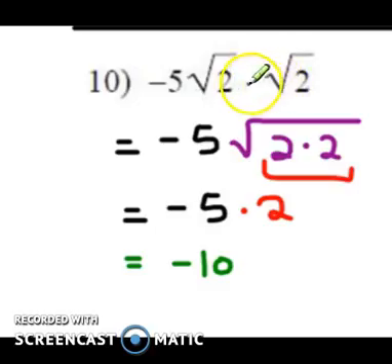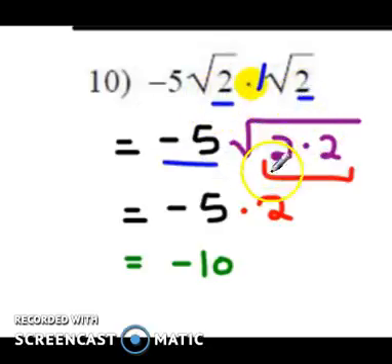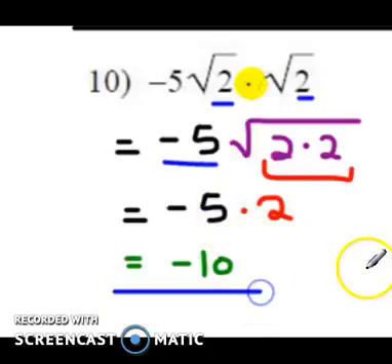In problem number 10, I am multiplying. I have negative 5. That's the identity 1. So I'm just going to bring down that negative 5. And then I have a set of 2's under the radical. So 2 comes out. So negative 5 times 2, negative 10.